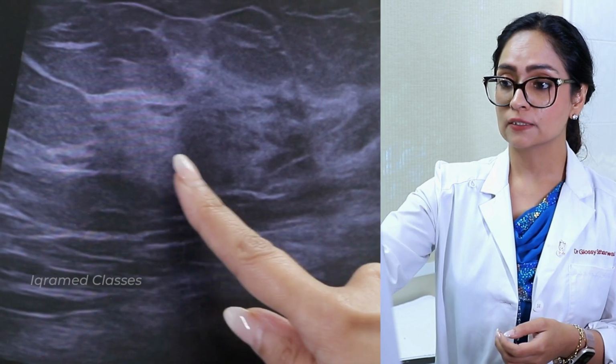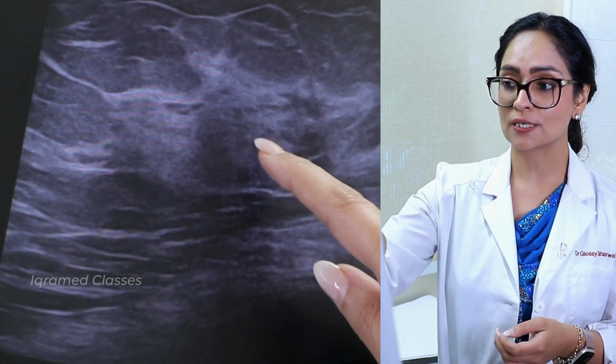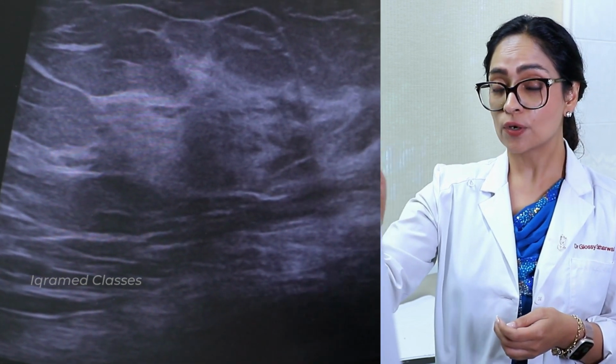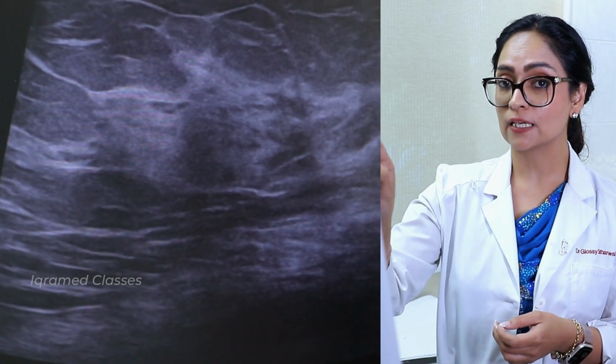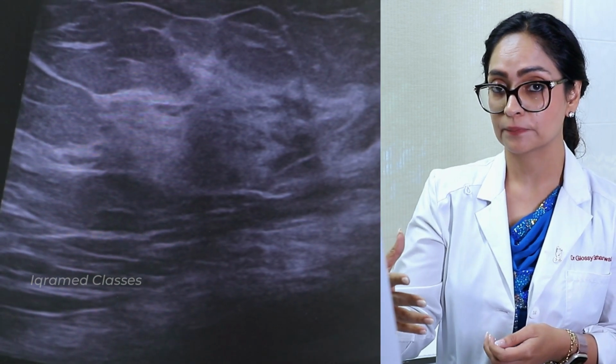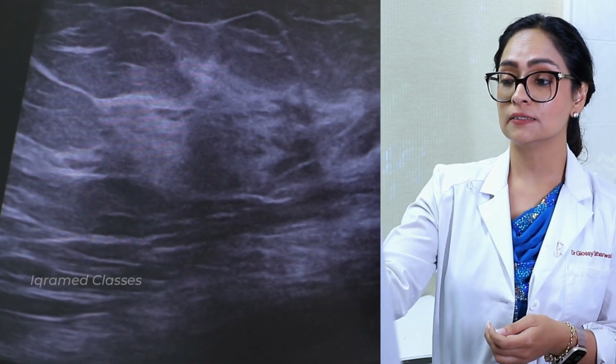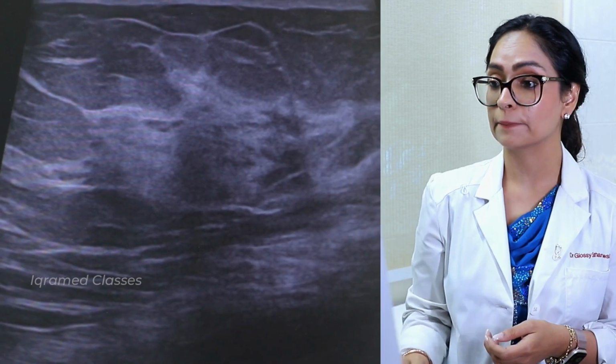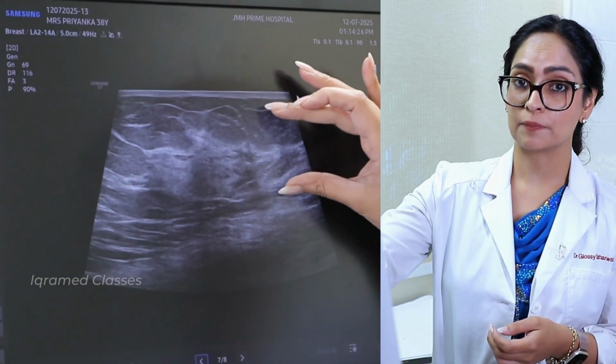These are absolutely normal small ducts which are seen end on. The end-on ducts will be seen as anechoic cystic structures. When you put color, they will not pick up color. That means that they are the ducts in the breast parenchyma. So all of this comes in the mammary zone.